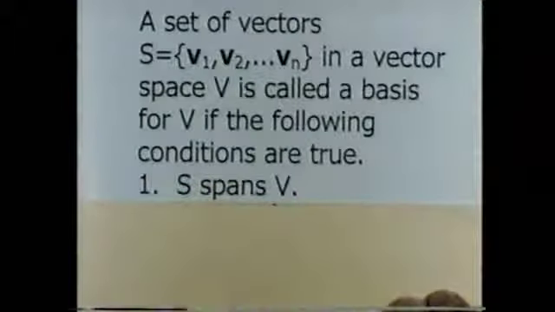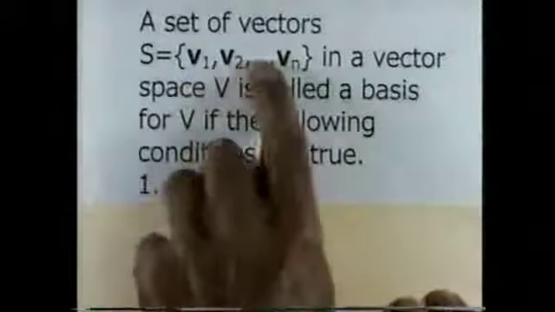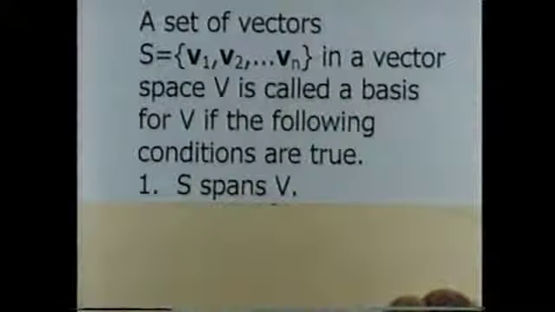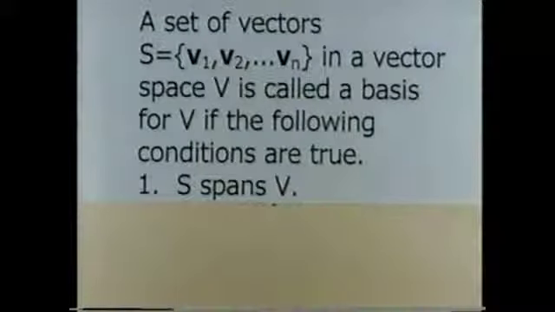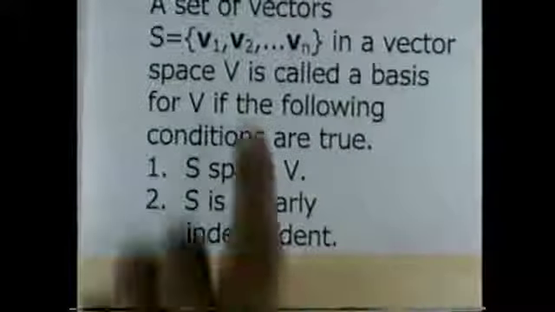The first, S must span V. So the set of vectors must span the vector space. The second is S is linearly independent. So the set of vectors S must be linearly independent.